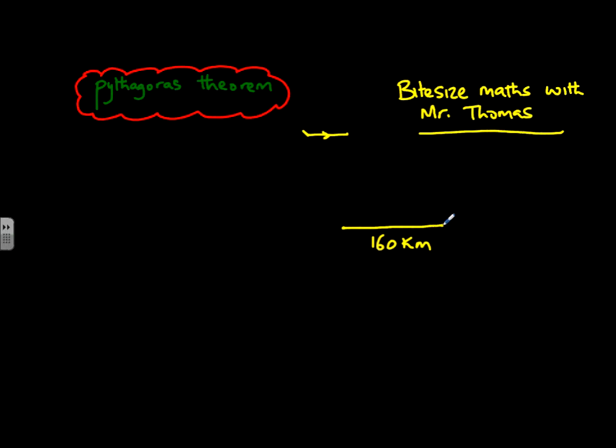It then changes direction and heads due north for 280 kilometers. And it arrives at Bristol, for example. What we want to calculate is the distance from Bristol to Manchester as a straight line. Okay, so we don't want to go east and then north. We want to go in a straight line from Manchester to Bristol.